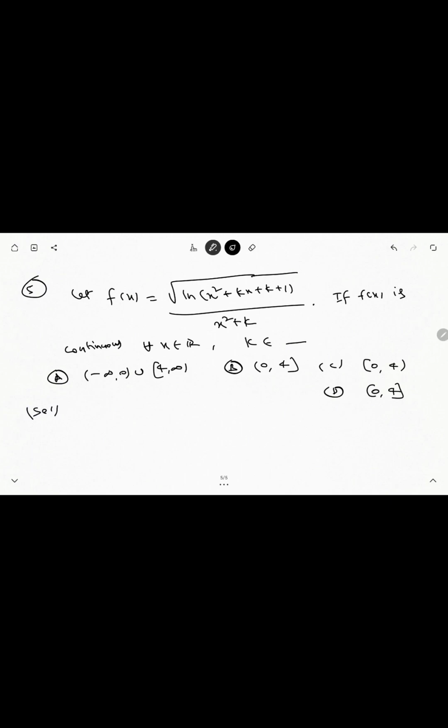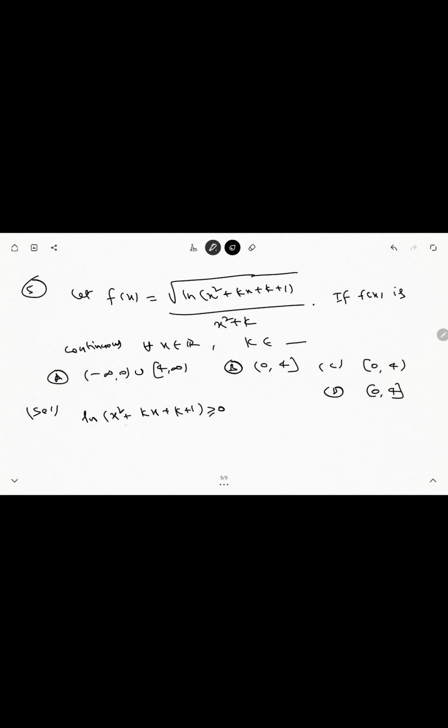Tell me how to start. The root of ln of x square plus kx plus k plus 1. Immediately, ln of x square plus kx plus k plus 1 must be positive. Same as the domain, we have to start here. Under the root a logarithm is there, therefore it should be positive or equal to 0 also, no problem. Anyway, the denominator is positive, that is why the domain is given as R. There is no problem here.